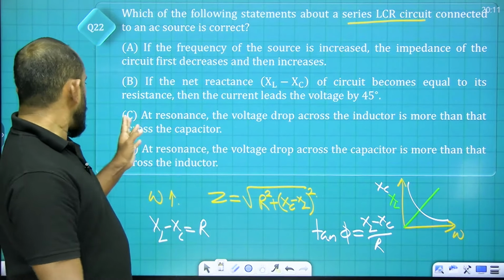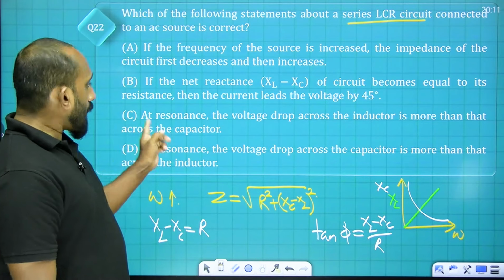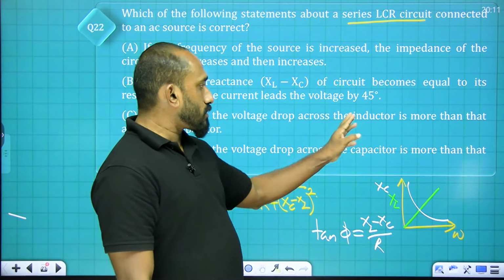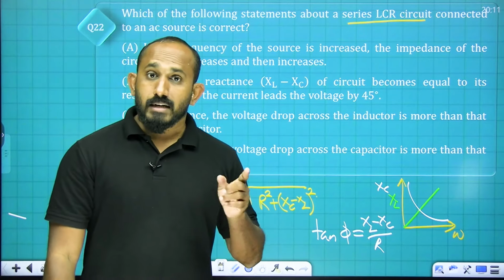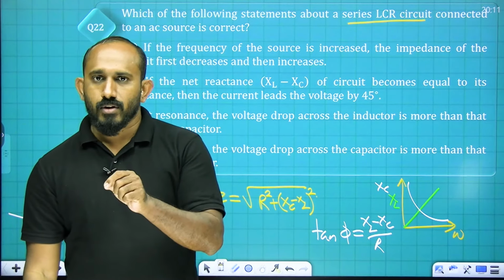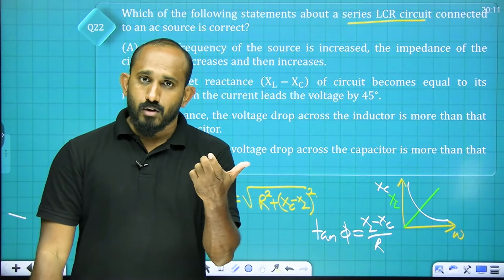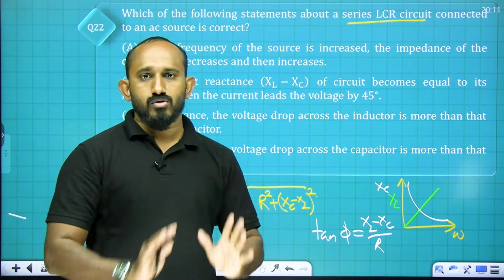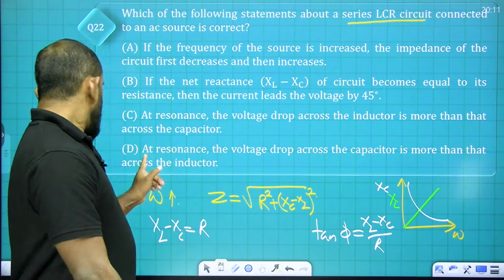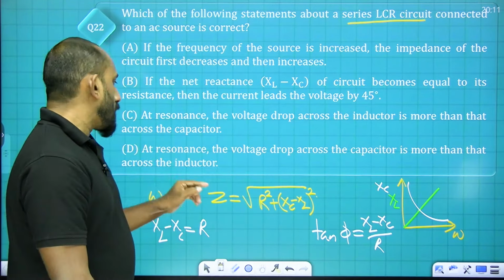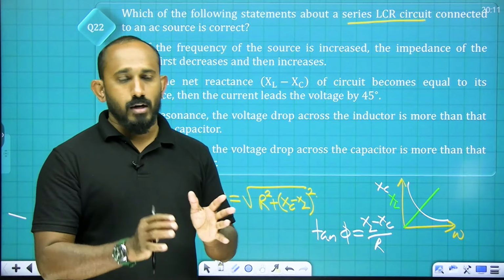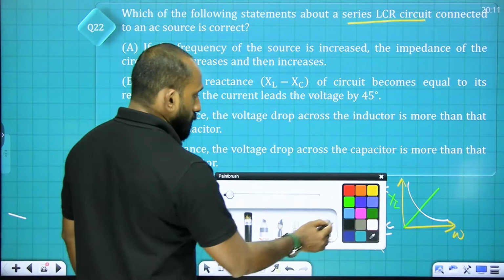45 degrees. Now the third option, C, check. At resonance, the voltage drop across the inductor is more than that across the capacitor. No, at resonance, inductive reactance and capacitive reactance are both equal, so in a series circuit the same voltage will be there. D: at resonance, the voltage drop across the capacitor is more than that of the inductor. No, both are the same only. So option B is more correct here.